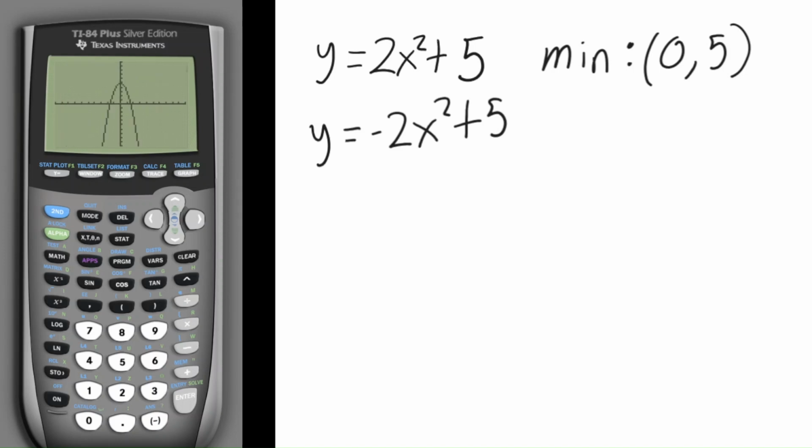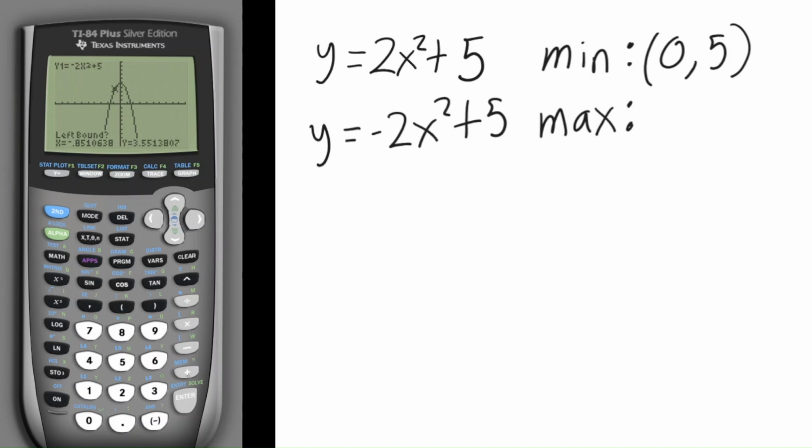And we see basically the same thing, but it's flipped. So in this case, you can see that it has a maximum. So I'm going to do basically exactly the same thing. The maximum is no different than the min, except you use a different option. So I'll go to the second calc, and this time we're going to hit number 4 for the maximum.